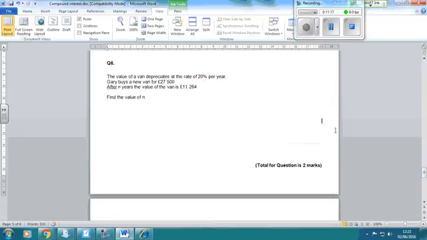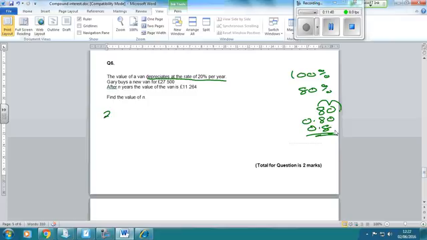Now, this one is a little bit different, because here we're talking about depreciation, so that means the percentage goes down at 20% per year. So again, if you start off with your original, which is 100%, if it goes down by 20%, then that's going to be 80%. So as a multiplier, if we've got 80, if we move the decimal point over by 2, that's going to be 0.80 or 0.8. Therefore, to decrease something by 20%, we times by 0.8.